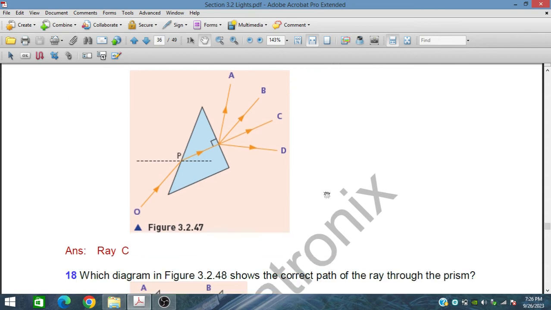In this case, since the ray enters perpendicular to the surface, it will pass directly through, so it will not bend. A perpendicular ray always passes through directly. So C is correct.